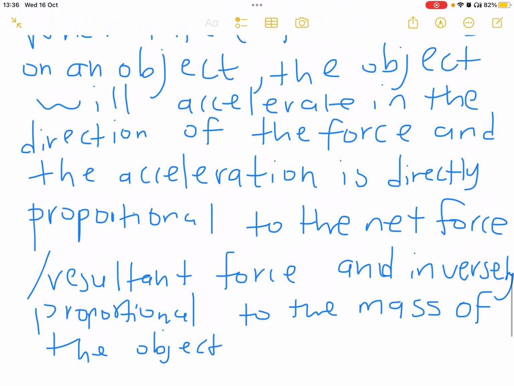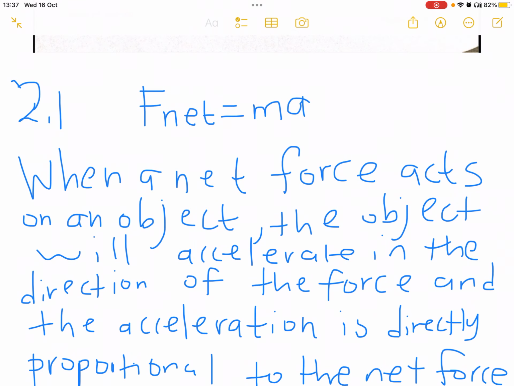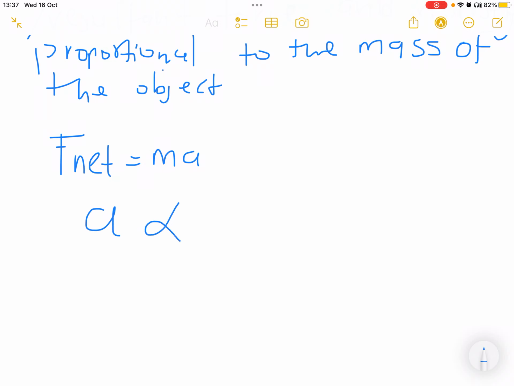So in a nutshell, it's quite lengthy when I write it down here, but with pen and paper, it is very short. Fnet is equal to ma. Let's go back to it. The law says that the object will accelerate in the direction of the force and the acceleration is directly proportional. So it means acceleration is directly proportional to what? To F net. Where does that come from? If we make A the subject of the formula, we're going to get what?